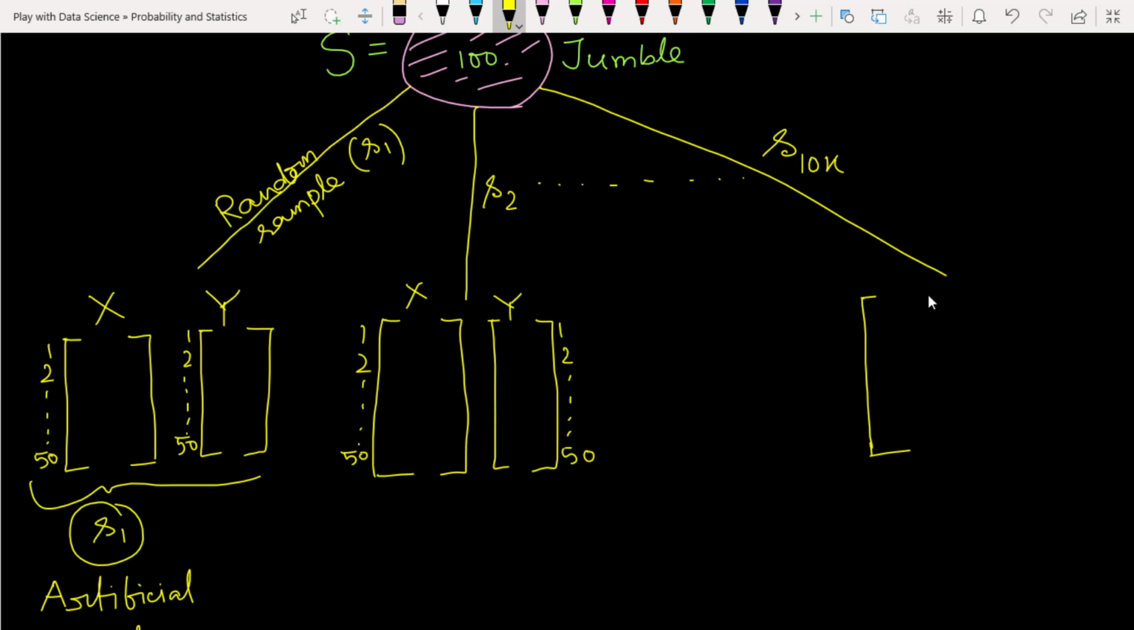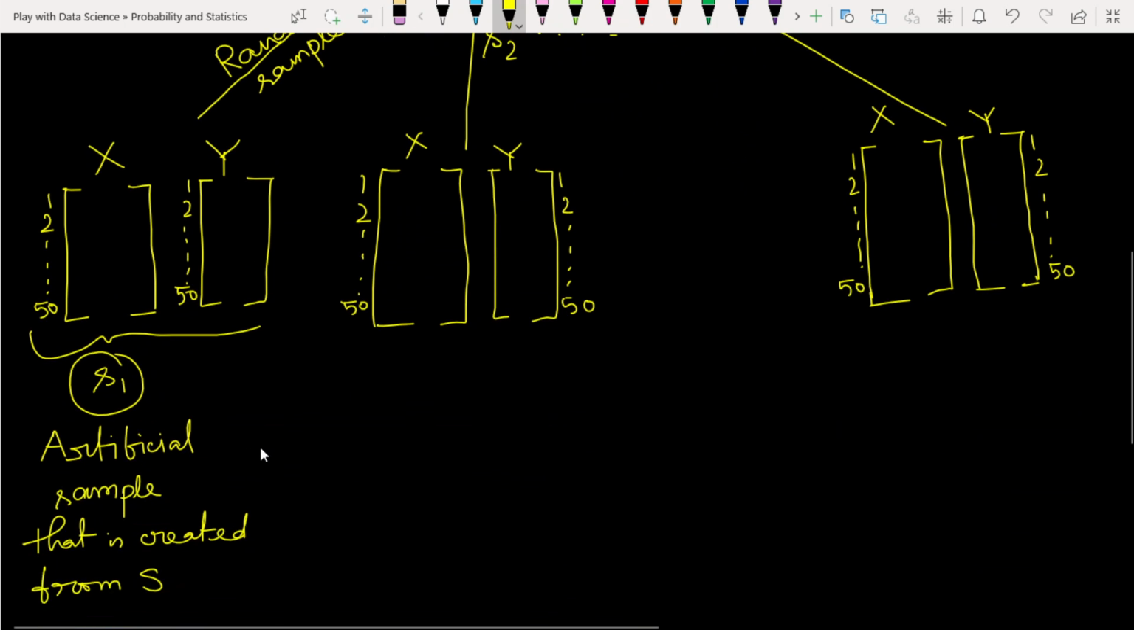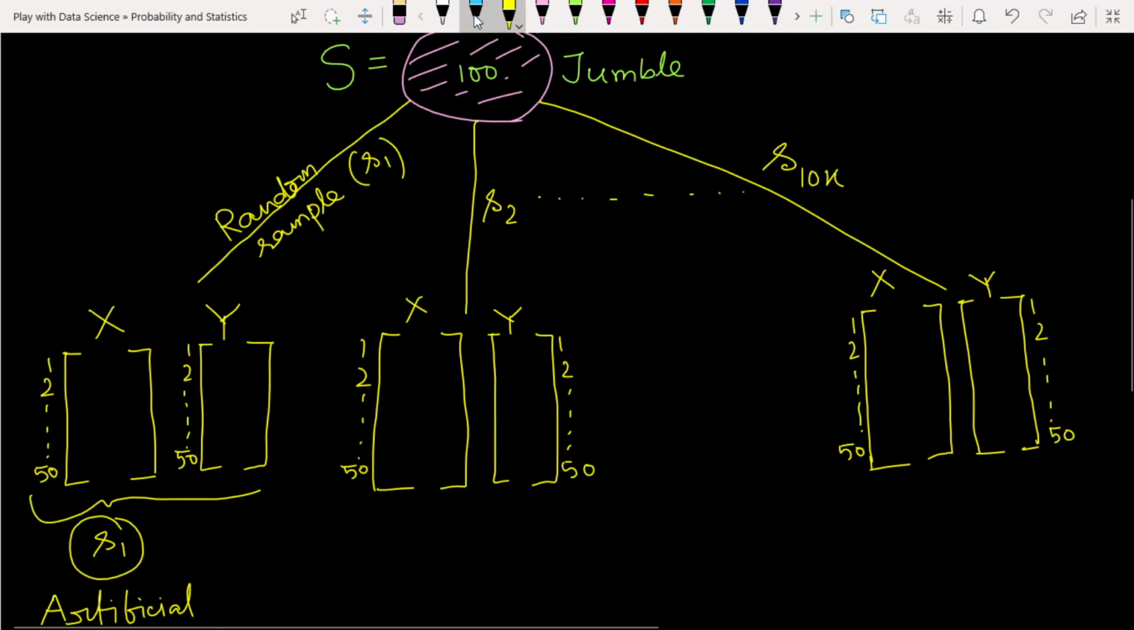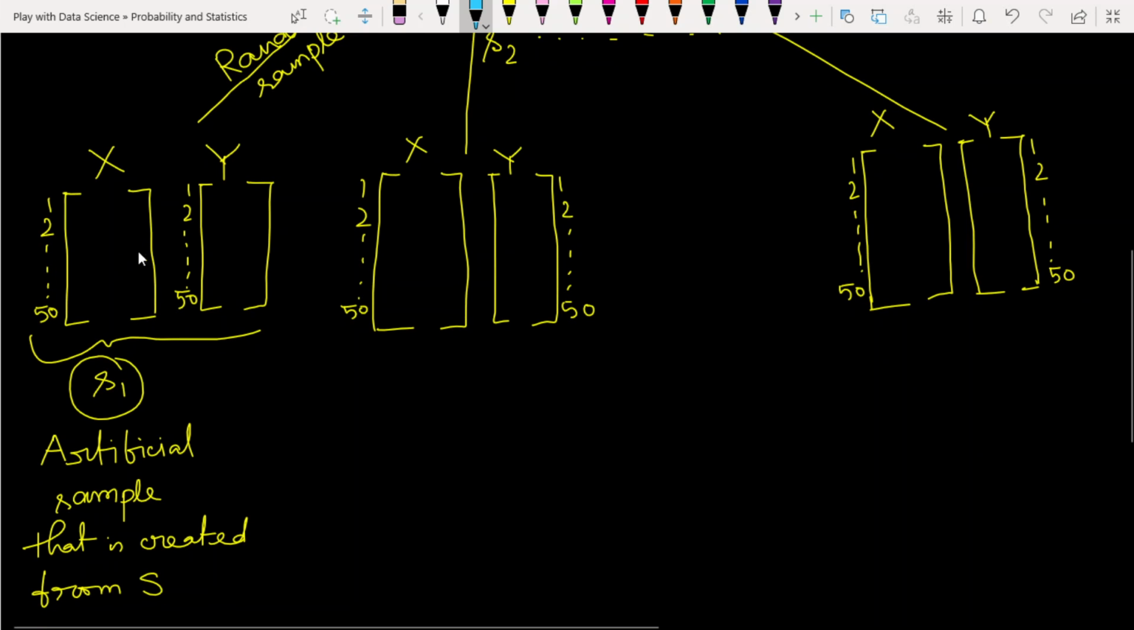First we will randomly select 50 points and put them in the set X. The rest of the points we will put in set Y. We will do this same job 10,000 times to create 10,000 such artificial samples. After creating these, we will calculate the mean.